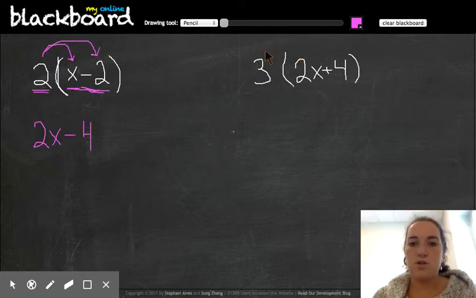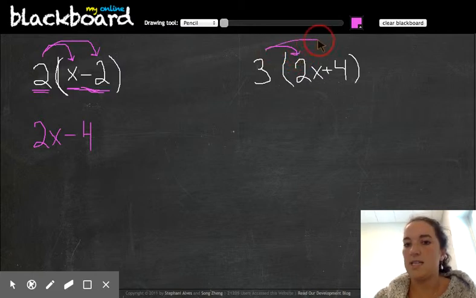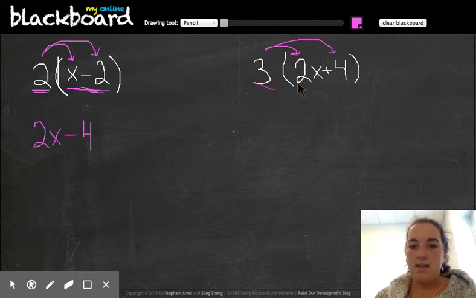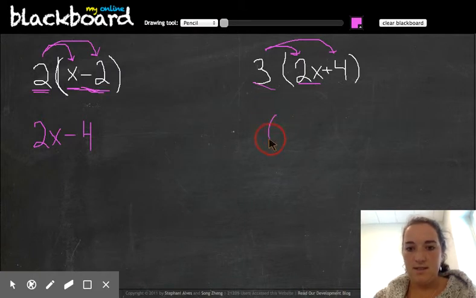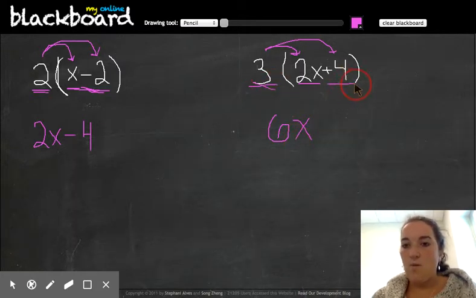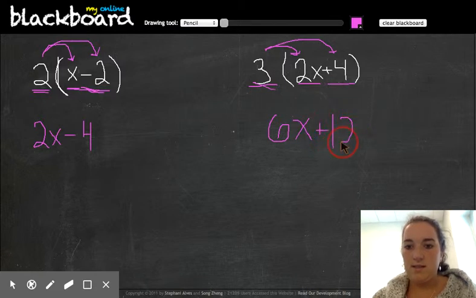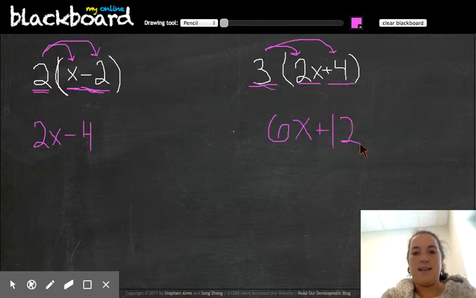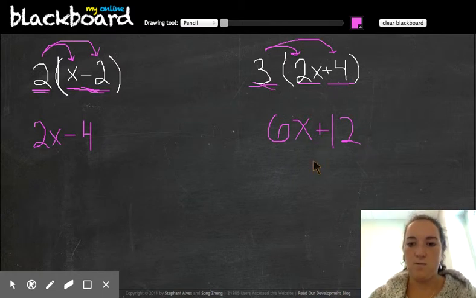Again, we are distributing the value to the quantity. So I'm distributing 3 to the entire quantity, which means I need to do 3 times 2x. 3 times 2x is the same as 3 times 2 times x. 3 times 2 equals 6 times x. And then I'm doing 3 times the quantity positive 4, so it's plus 12. And so I get 6x plus 12.